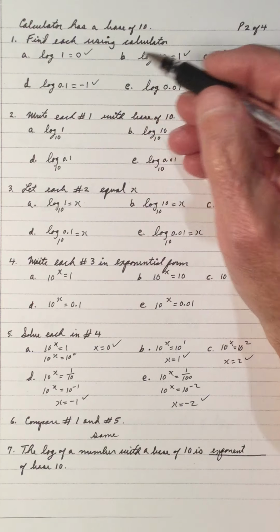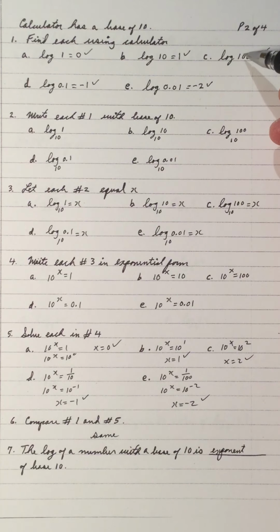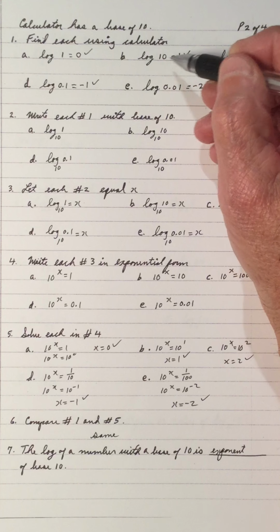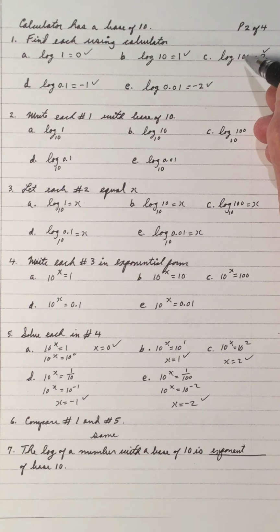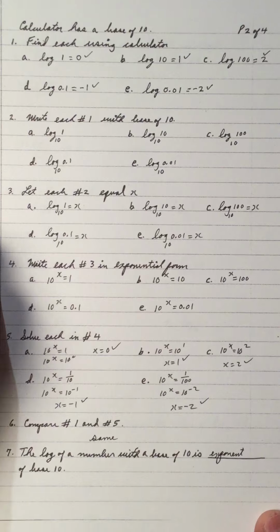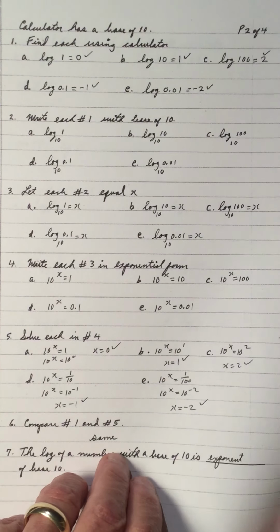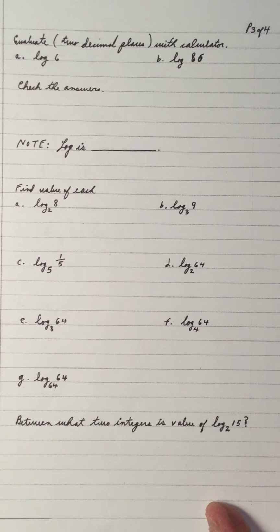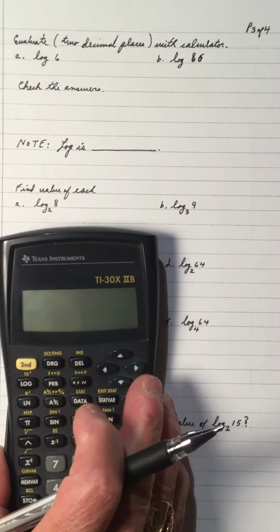So notice the log of 10. The log of 10 is a 1 because 1 is the power of 10. The log of 100 is 2 because it's 10 squared. So a log is an exponent of that base. A log is the exponent. That's what I'm trying to drive home. Make sure you understand.